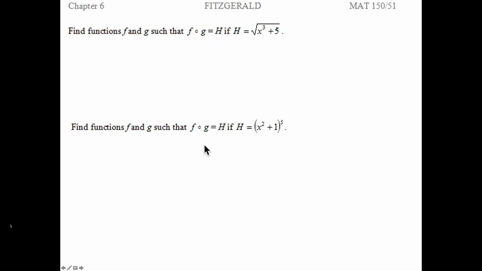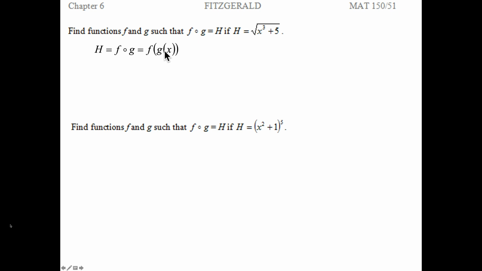All right, our last couple examples here for 6.1. This is where now they're going to give you what f of g is equal to. So they say it's equal to capital H, and they give us capital H. They want you to find the two individual functions. Okay, well, based on the notation f of g, g of x is the inner function.